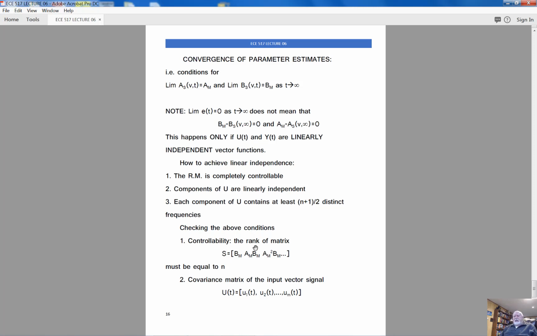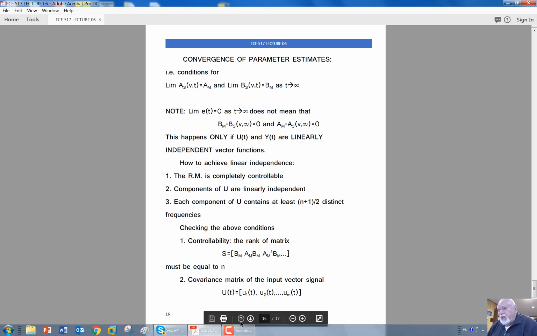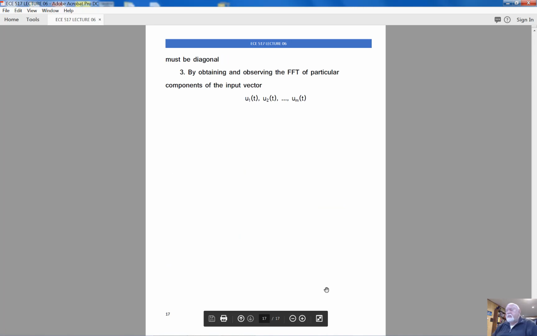The next is covariance matrix of the input vector U should be built, and this covariance matrix should be a diagonal matrix. And for condition number 3, you have to build fast Fourier transform of the particular components of the input vector, and you have to make sure that it has at least (n plus 1) divided by 2 individual frequency components. I am not very much concerned about the parameter estimation part, because later I will show you how to use the recursive least square method procedure for parameter estimation.